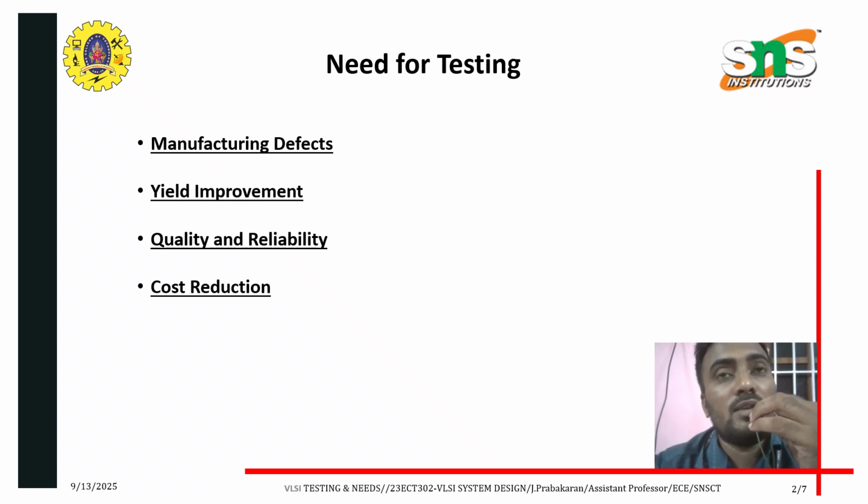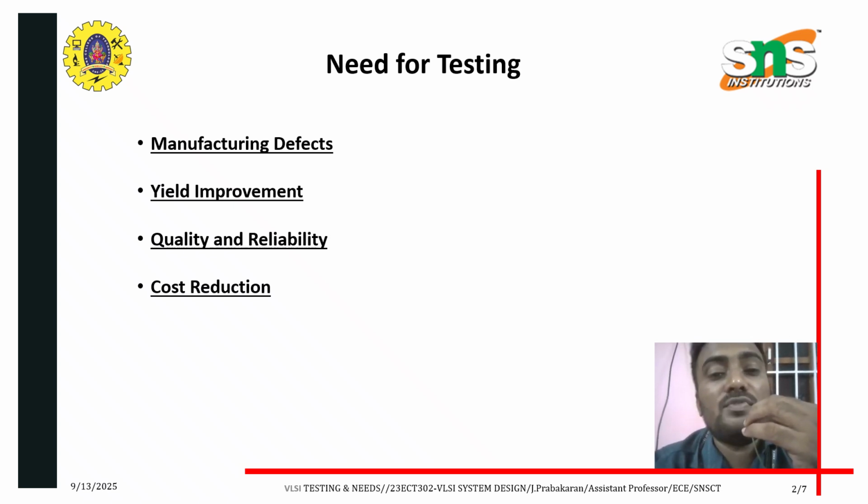We will briefly discuss what is meant by stuck-at fault, stuck-at zero fault, and stuck-at one fault in upcoming videos. These defects come under the manufacturing defect. This VLSI testing identifies defective chips before they are packaged and shipped. And next one is yield improvement.